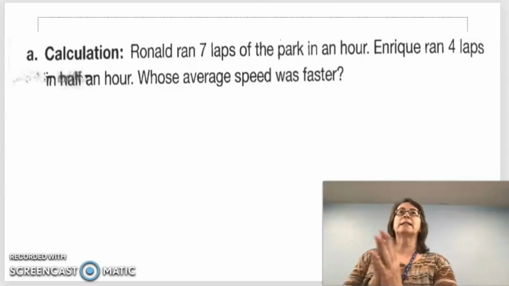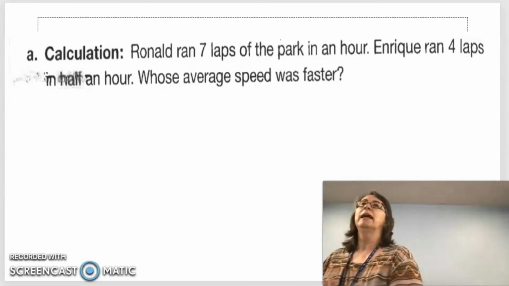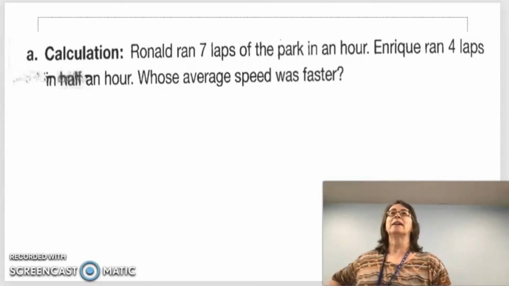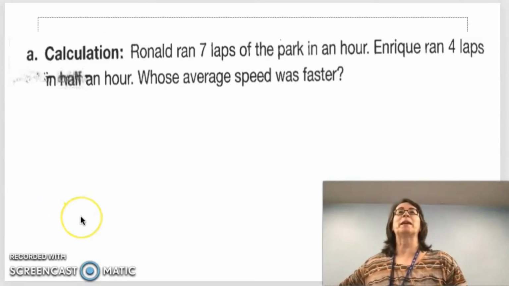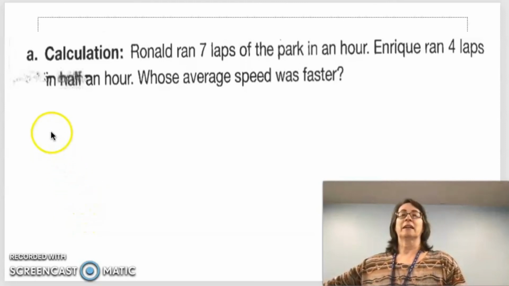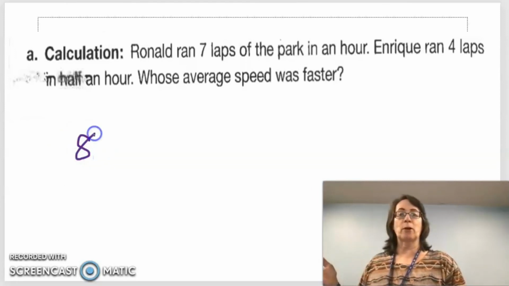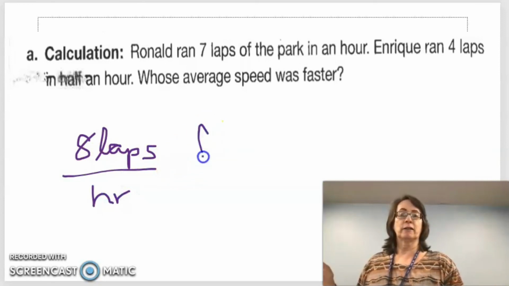Okay. Ronald ran 7 laps of the park in an hour. Enrique ran 4 laps in half an hour. Okay, so Enrique was faster because? It's 8. Like 8 is bigger than 7. Okay, so Enrique's speed was 8 laps per hour, right? Because she ran 4 laps in half an hour. 8 laps per hour is faster.